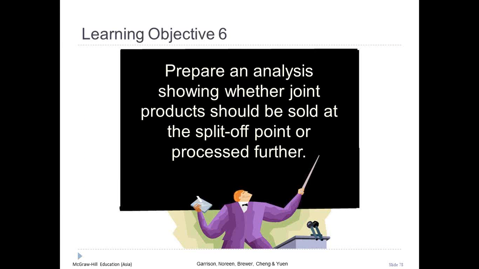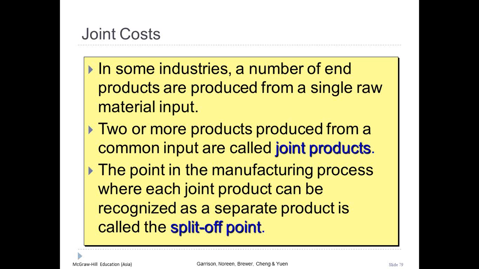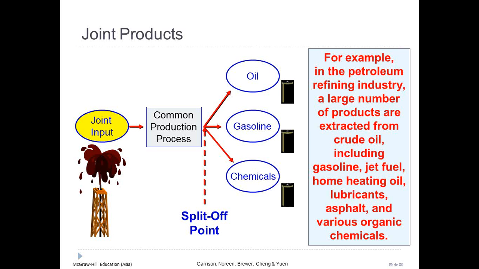So in some industries, a number of end products are produced from a single raw material input. When 2 or more products are produced from a common input, these products are known as joint products. The split-off point is the point in the manufacturing process at which the joint products can be recognized as separate products. For example, in the petroleum refining industry, a large number of products are extracted from crude oil, including gasoline, jet fuel, home heating oil, lubricants, asphalt, and various organic chemicals.